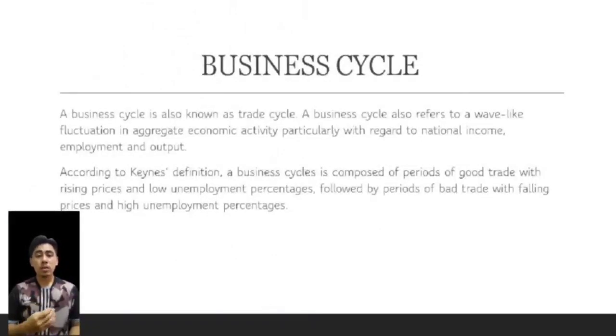Business cycle also refers to a wave-like fluctuation in aggregate economic activity, particularly with regard to national income, employment and output. According to Keynes definitions, business cycle is composed of period of good trade with rising price and low unemployment percentage, followed by period of bad trade with falling price and high unemployment percentage.